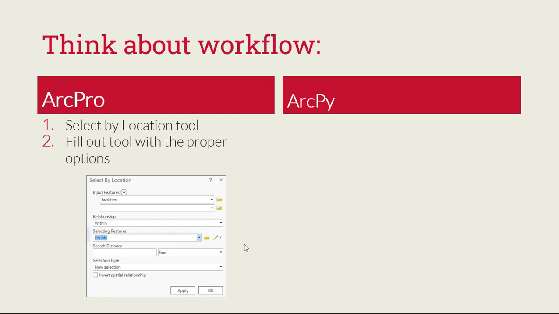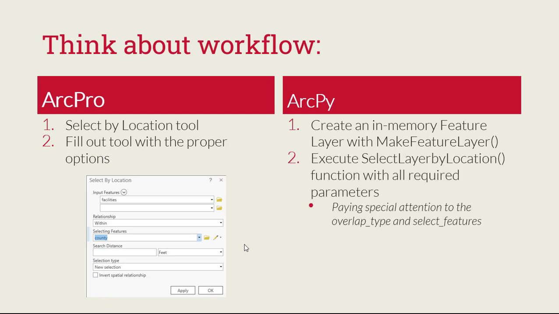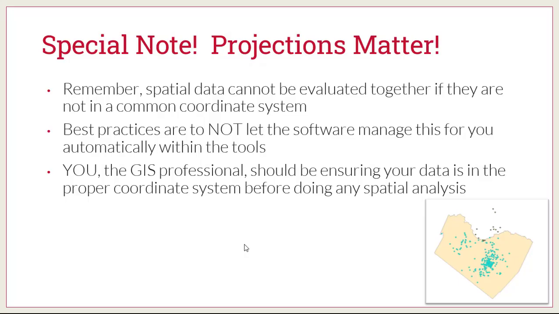So in ArcPy, you're going to script essentially all of those options that you would fill out in the form. So a similar process, although first you need to make sure you create an in-memory feature layer using make feature layer management. Then you're going to run the select layer by location tool with the required parameters, paying special attention to both the overlap type and the select features.